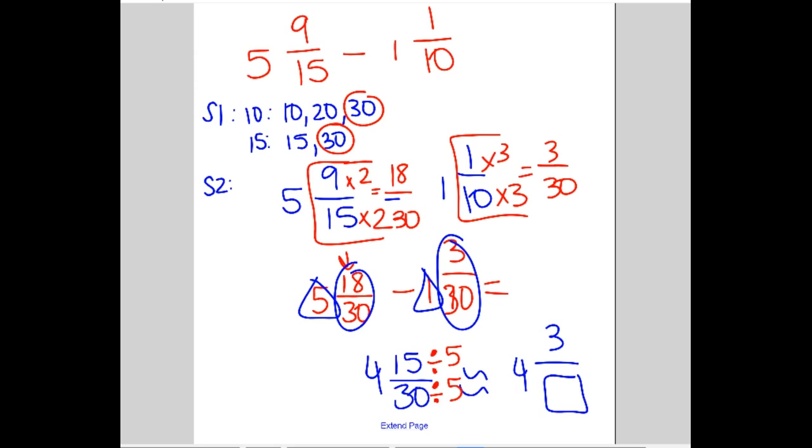What is 30 divided by 5? Oh, my brain doesn't work that way. That's fine. What is 5 times what gives me 30? Ah, there we go. 6. So 6 would be what we're dealing with. You see how 15 divided by 5 gives me 3? 30 divided by 5 gives me 6. So our missing number is 6.